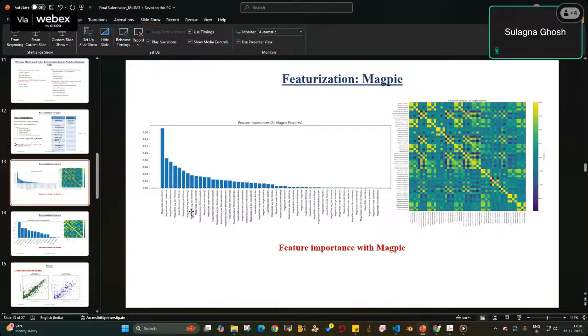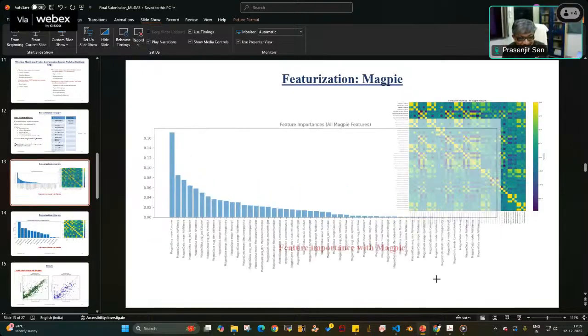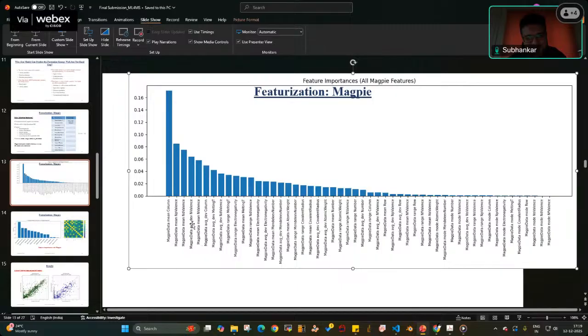Because the prediction is mostly dependent on this group number. So which function of the group numbers? Is it the mean or the variance? It is showing mean here. If I zoom in, yes, it is showing mean, sir. Okay, fine.